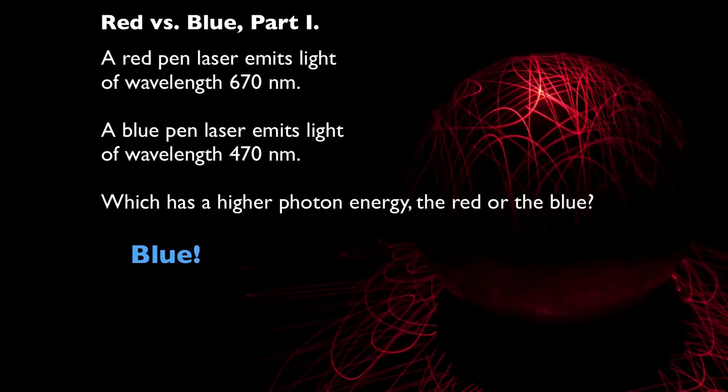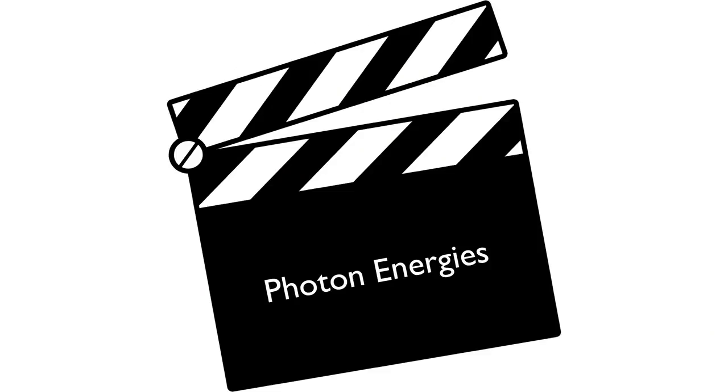And of course, it's the blue. It's the blue because the photon energy is proportional to 1 over the wavelength. So if the wavelength increases, the photon energy goes down. Short wavelengths correspond to big energies. Long wavelengths correspond to small energies of the individual photons.